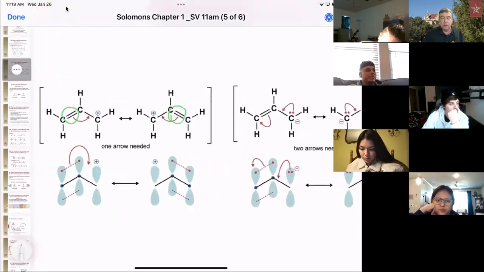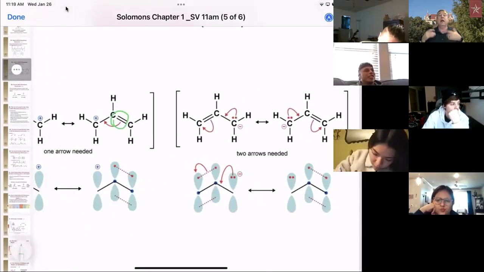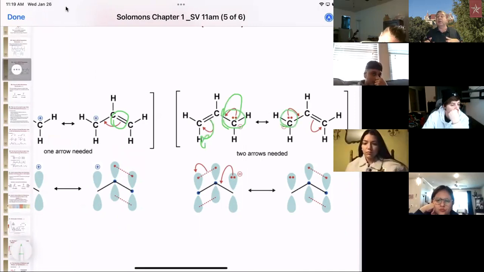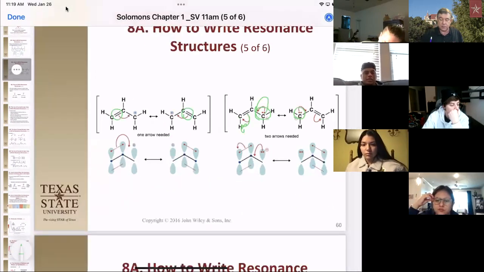So we can also move a lone pair of electrons. In this case, we have a carbon with a negative charge. This lone pair can move in, kicking this double bond out to be a lone pair on the other carbon. Notice we still have the same charge. We haven't broken any carbon-hydrogen bonds, and we haven't broken any carbon-carbon single bonds. We've only moved electrons. So that means it is a valid resonance structure.